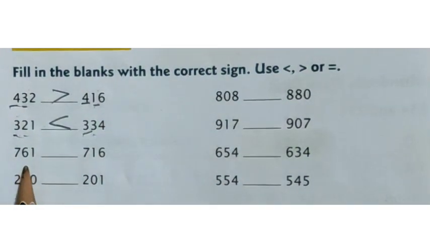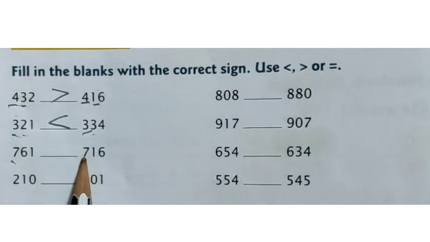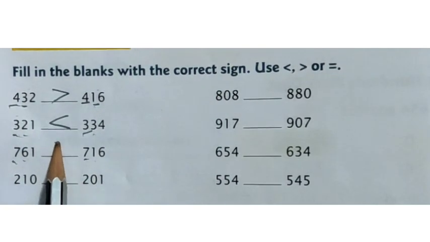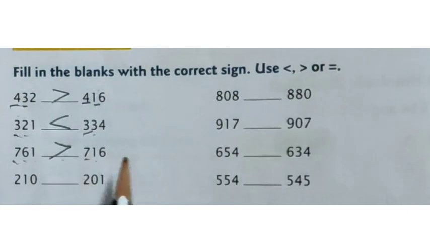Now 761 and 716. Both are 7 in the hundreds place. So move on to the tens place. Here it is 6 and here it is 1. So 1 is smaller than 6. Write the greater than symbol. 761 is greater than 716.